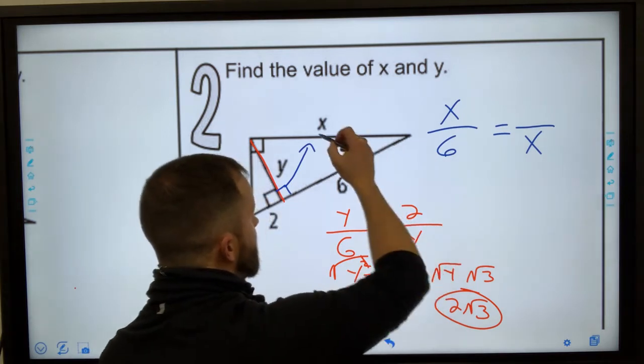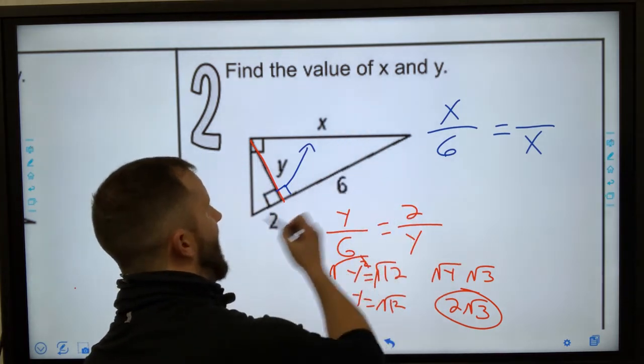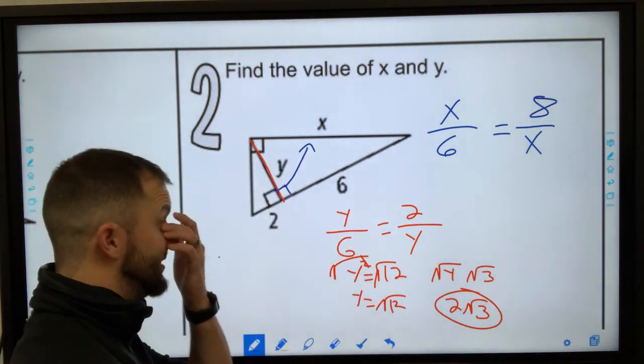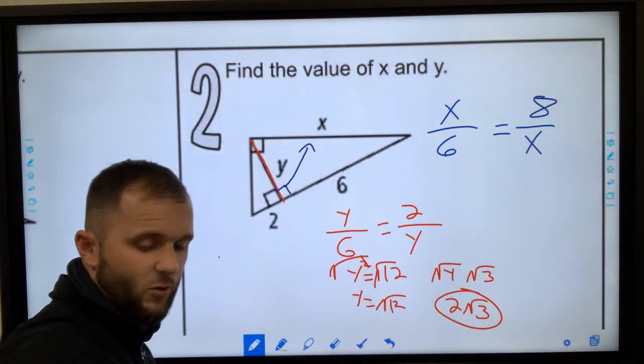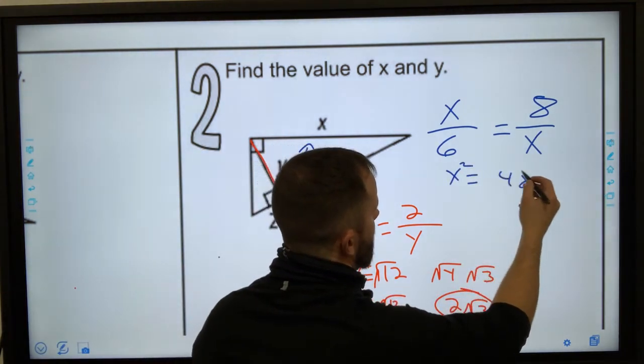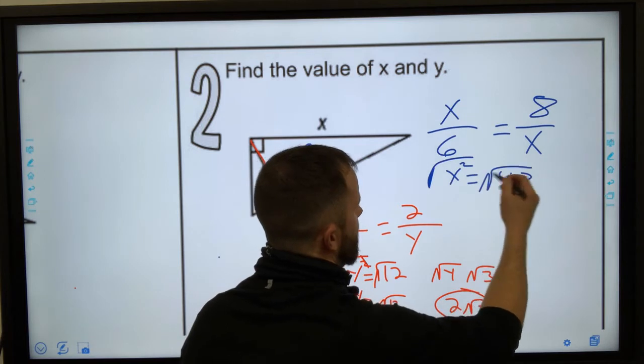X goes on bottom because that's my medium triangle. Now the hypotenuse of the big triangle is going to be 8, so 8 goes on top. So 6 times 8 is going to end up being 48. X times x gives you x squared. I'm going to take the square root of both sides here, so this cancels.